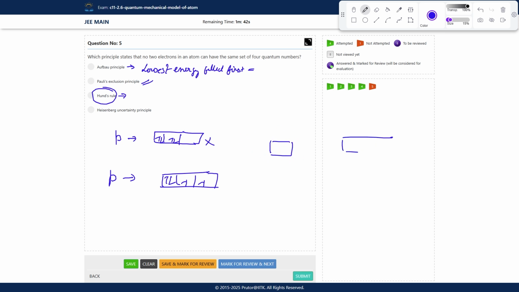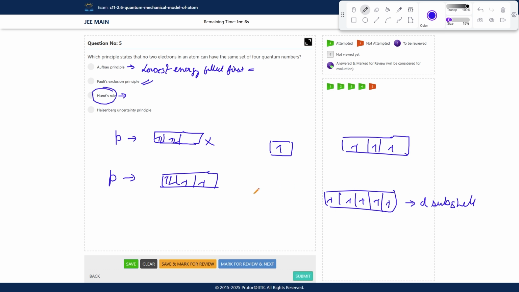So just take the example of P, D, and S, and suppose all of them are half filled. If I ask you how many exchanges are possible for the D subshell? How many exchanges are possible for the D subshell? Anyone?